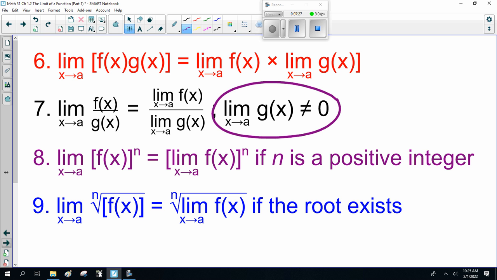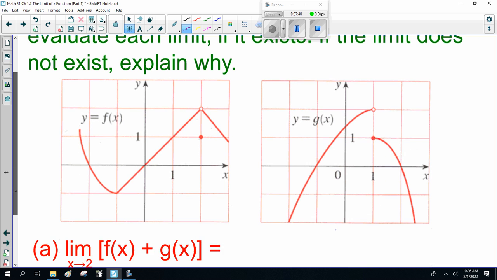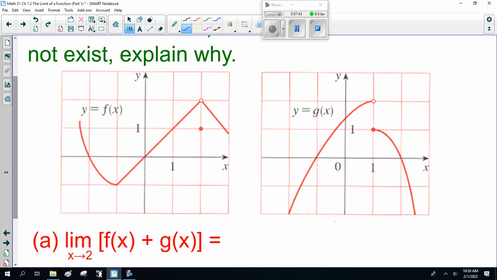I can blather on about this, so I can give you some examples. The graphs of f and g are given. Use them to evaluate each limit if it exists. If the limit does not exist, explain why. All right, so here's a couple graphs for you: y equals f of x and y equals g of x. The limit as x approaches 2 of f of x plus g of x is the limit as x approaches 2 of f of x plus the limit as x approaches 2 of g of x.